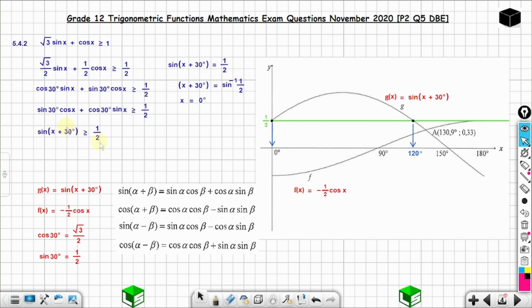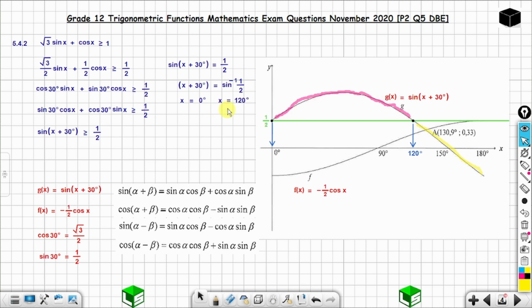This is G. What about when G is greater than 1 over 2? Find x when G is greater than 1 over 2. Let me show you. This part, G is greater than 1 over 2. This part, and this G is less than 1 over 2. We are interested in G greater than 1 over 2. We are interested in this.